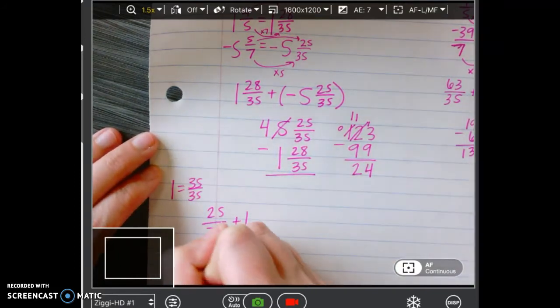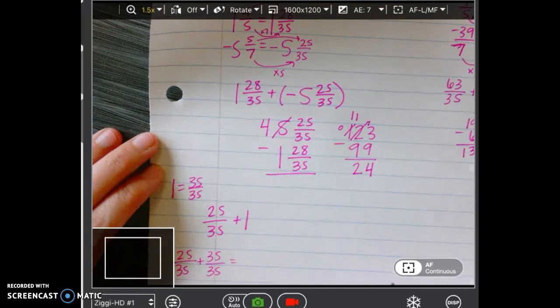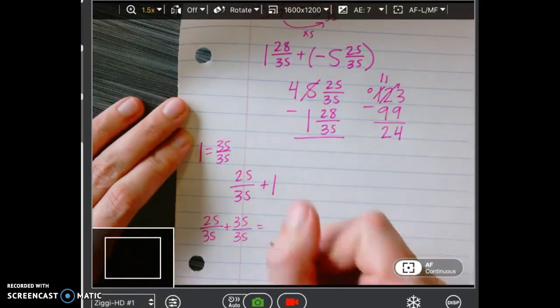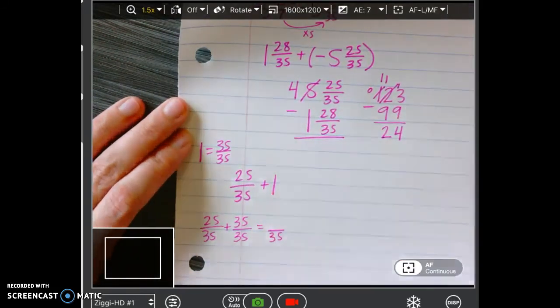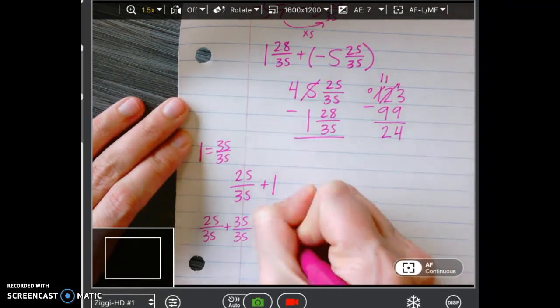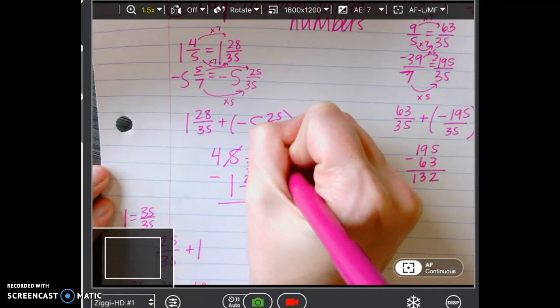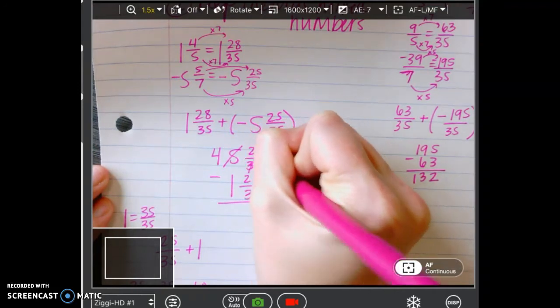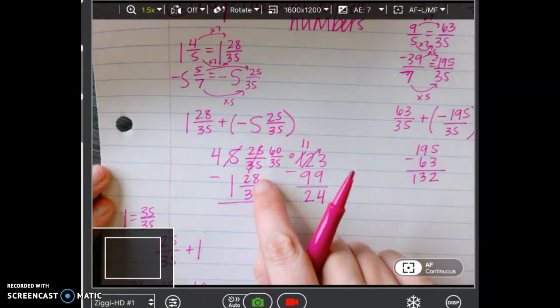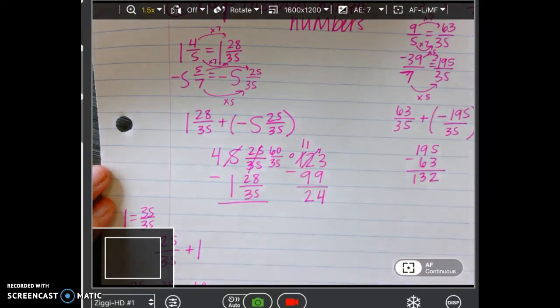So then I can do 25/35 plus 35/35. Since the denominator is the same, I can add the numerators. 25 plus 35 will give me 60. So now this fraction is 60 over 35. That was helpful because now I can take away 28 from 60.